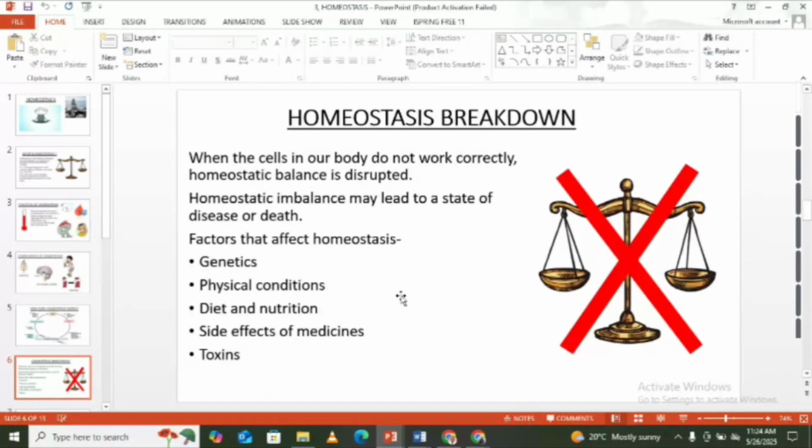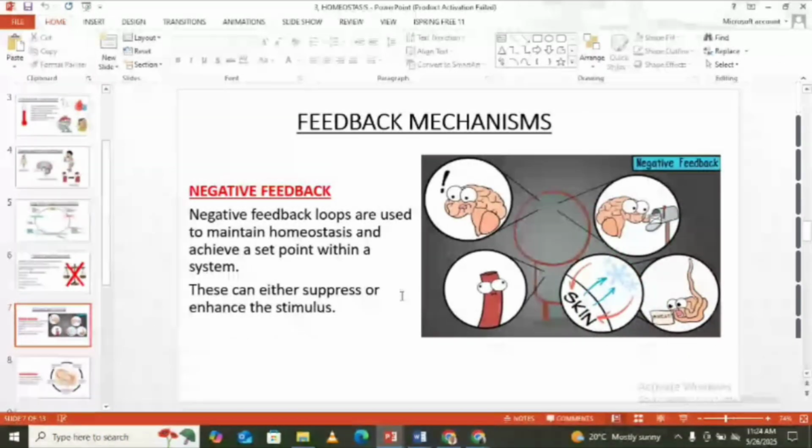Of course, factors that affect homeostasis include the genetics, the physical conditions, the diet and nutrition of the individual, medication side effects, and presence of toxins. All those can lead to homeostatic imbalances. And with a homeostatic imbalance, one is prone to disease or death in that case.